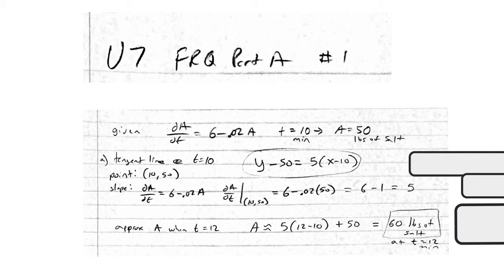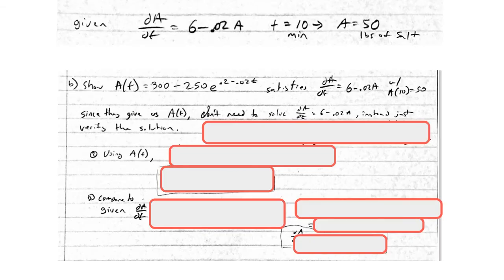So that's part A. For part B here, and this was probably the hardest part of this problem, I'm going to go on a little side example here to try to help understand what we're trying to do. It says, show that this function A of t, 300 minus 250 e to the 0.2 minus 0.02t, satisfies the differential equation we were given originally, and including that A of 10 equals 50.